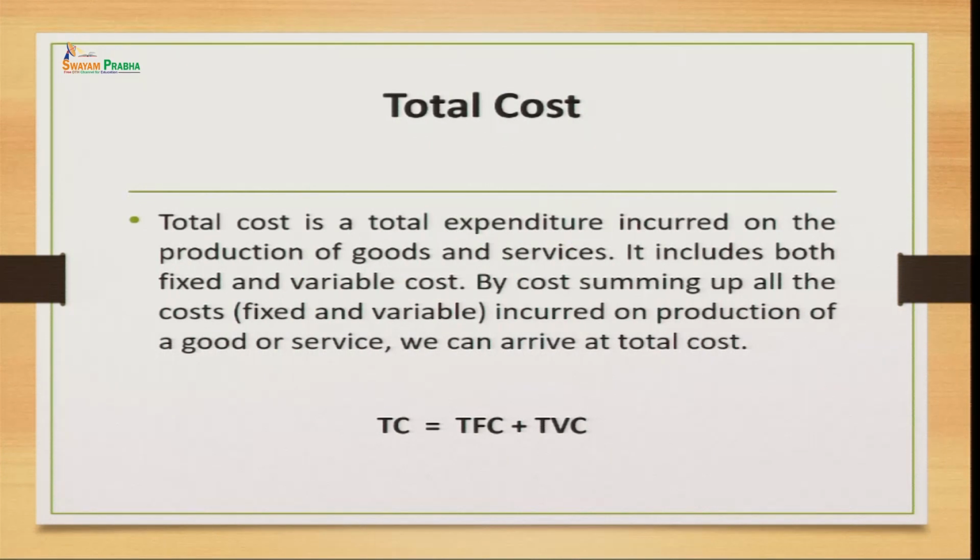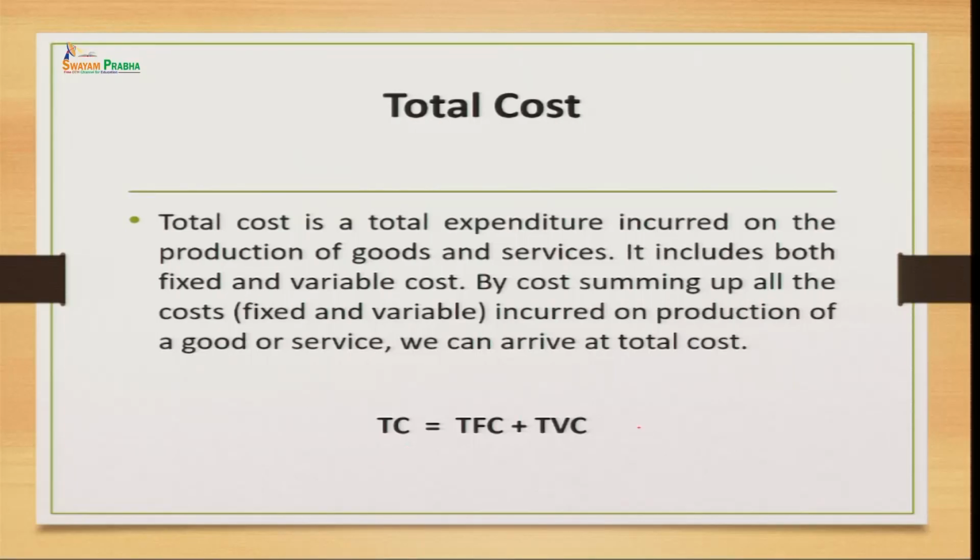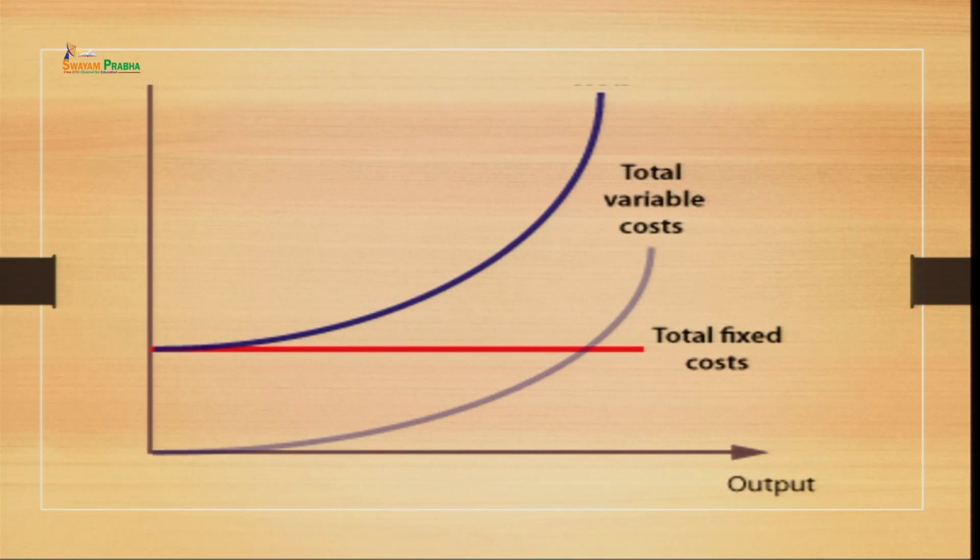Okay. The next is total fixed cost and total cost. So, here we have written total cost is equal to total fixed cost plus total variable cost. If we combine them together, we get this total cost. For production purposes, we calculate this total cost. What is the total cost of producing any commodity, including fixed cost as well as the variable cost. And this is how we represent all the three on the graph.